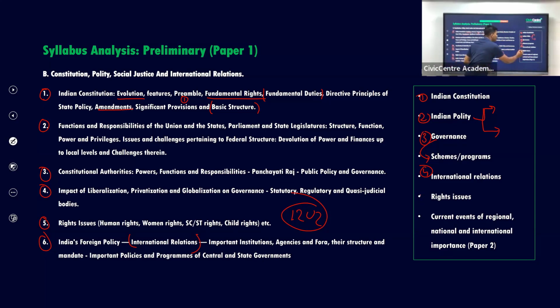Then rights issues. If you analyze, rights issues were given minimal focus last year. They asked about NCSC, the National Commission for Scheduled Castes. They asked about the National Commission for Women. So as such, they haven't asked about a particular issue or anything more analytical. Rights of scheduled castes: for that, a constitutional body is there, the NCSC.